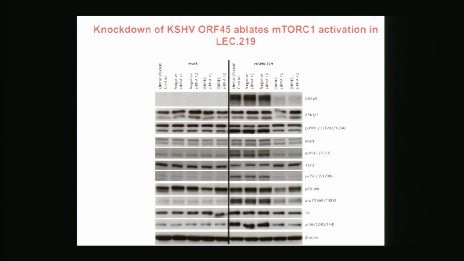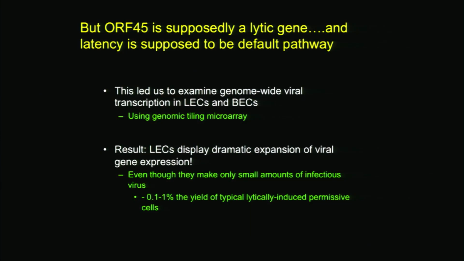So clearly then, OR45 is the gene product in latently infected lymphatic endothelial cells that's responsible for the mTOR phenotype. Okay, now here's the thing. OR45 is not supposed to be a latent gene product of KSHV. Okay? OR45, according to the canonical understanding, is a lytic gene product. It's only on in cells that are going to make virus. And that was a profoundly paradoxical thing, and suggested that there was something very different going on in lymphatic endothelium, in this lineage of endothelium that was not going on in the other lineage, the blood lineage.